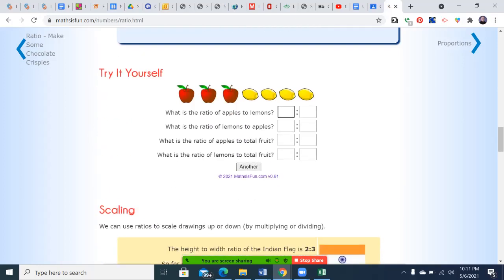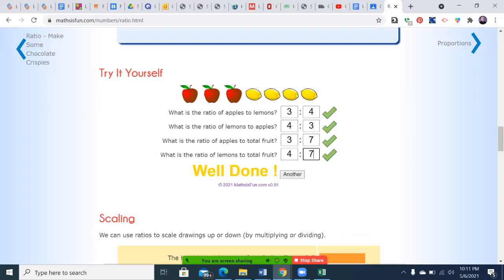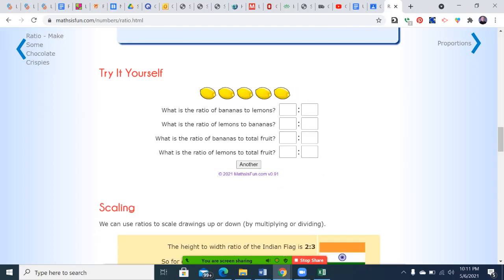There was the ratio of apples to lemons. We have 3 apples and 4 lemons. Going vice versa, lemons first, there are 4 and 3. Ratio of apples to total, there are still 3 apples, but there are 7 total fruit. And lemons, it'll be 4 to 7. We did good.